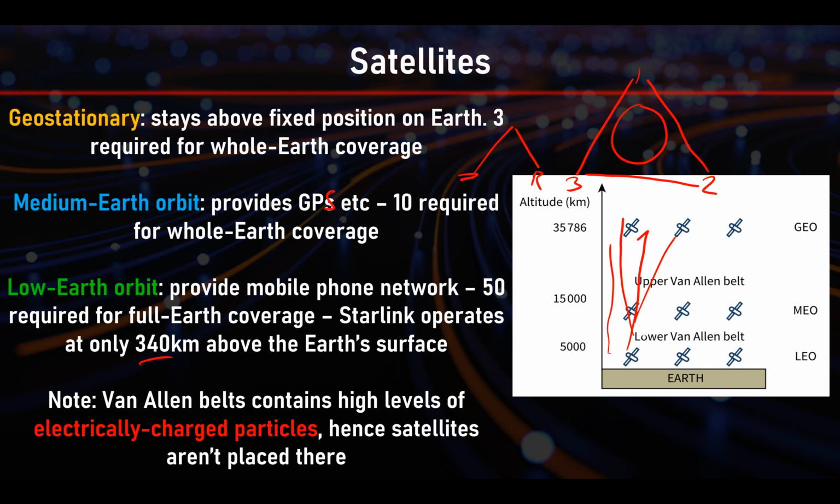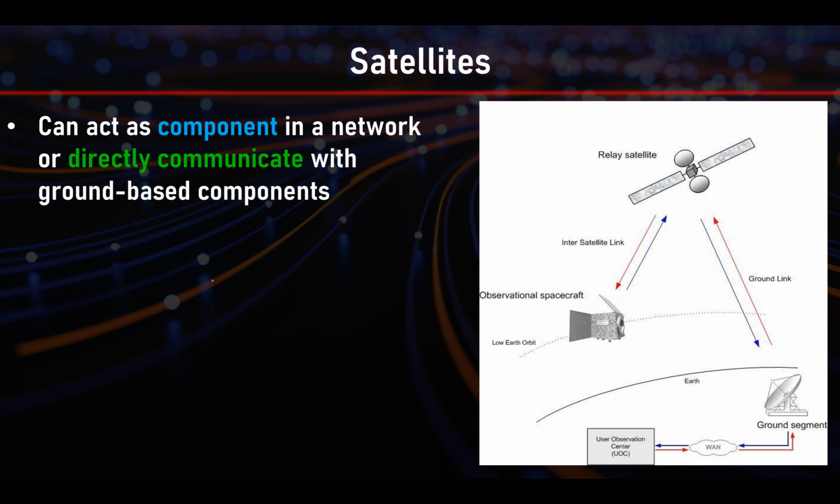And then here it says the Van Allen belt is going to contain high levels of electrically charged particles, hence satellites aren't placed there. Here we can see the upper Van Allen belt, above 15,000 kilometers, and the lower Van Allen belt, between the low Earth orbit and medium Earth orbit satellites.